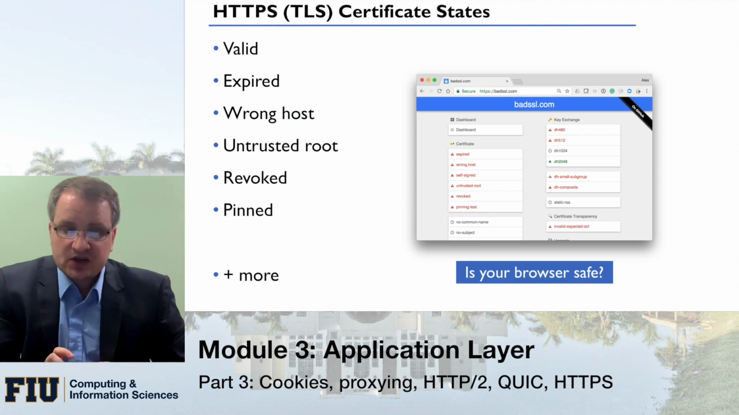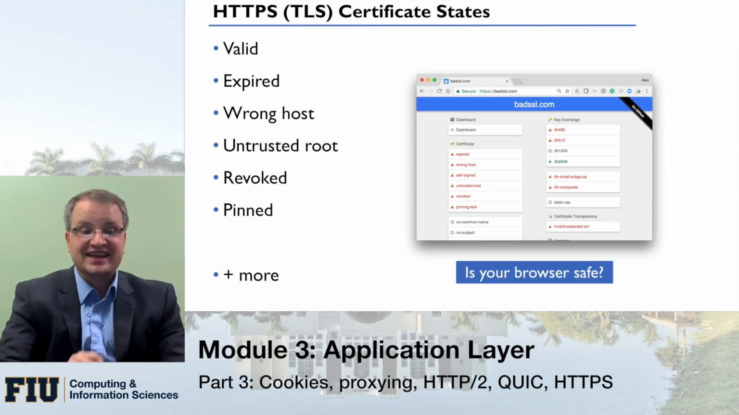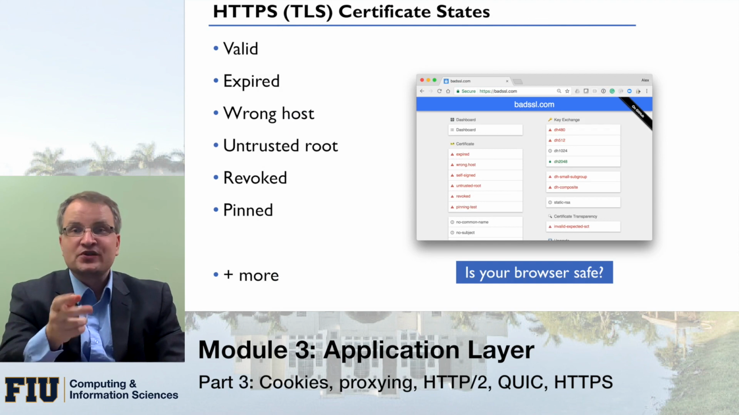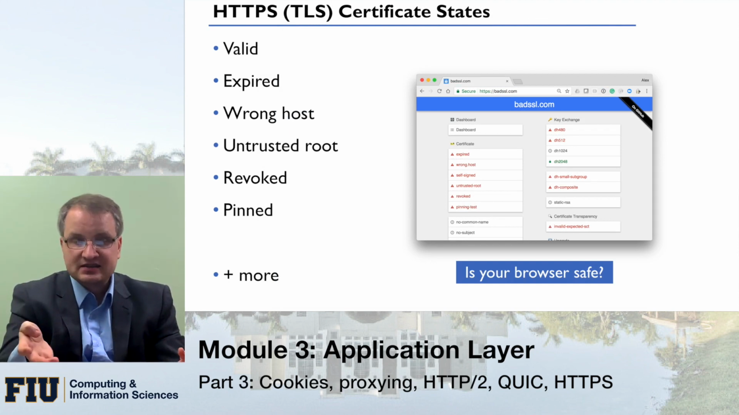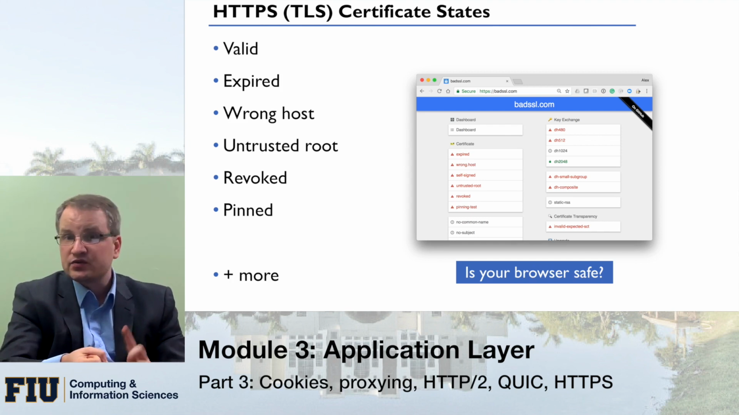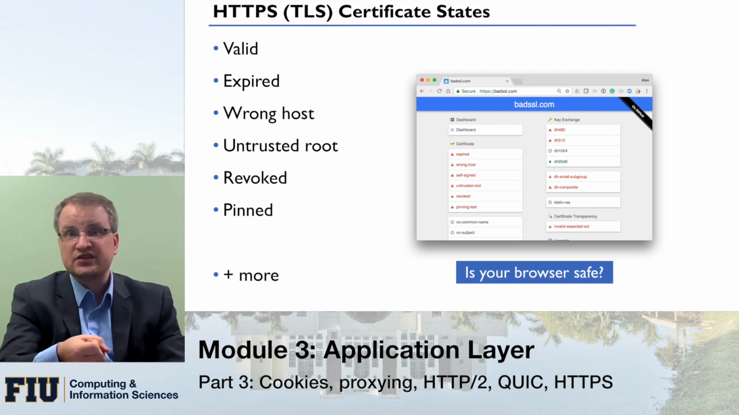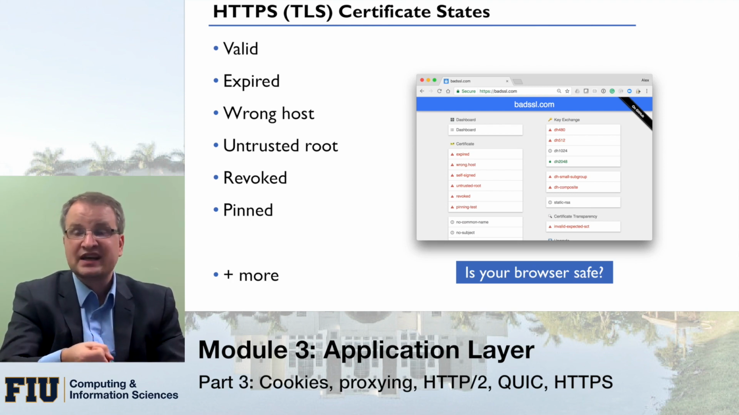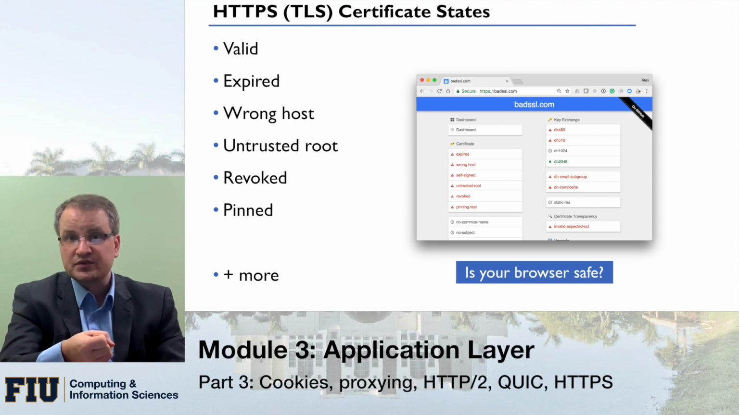The TLS certificate or HTTPS certificates can be in more than one state, obviously. So they can be valid, they can be expired, that's a basic thing. But there are more specific bad states that can exist. For example, they can be wrong host. The certificate issued for Amazon.com cannot be used for Google.com because it's a different domain name, and the browser will prevent you from going to that website.